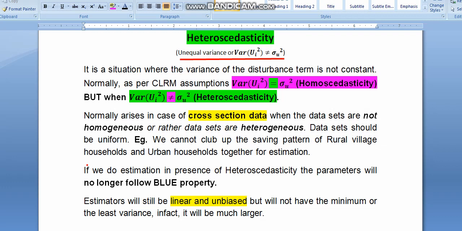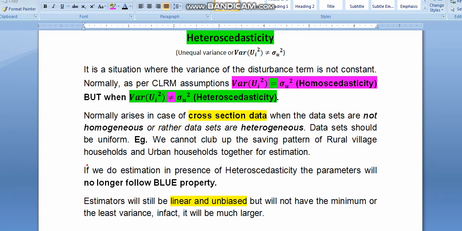These are different issues that we face in running a regression. So what heteroscedasticity basically means is that the variance of the disturbance terms should be constant. But in many cases, when we are dealing with cross-section data, we do not find the variance to be constant, or equal to sigma u square. So when it is not equal to sigma u square, which is a constant, then we have the problem of heteroscedasticity.